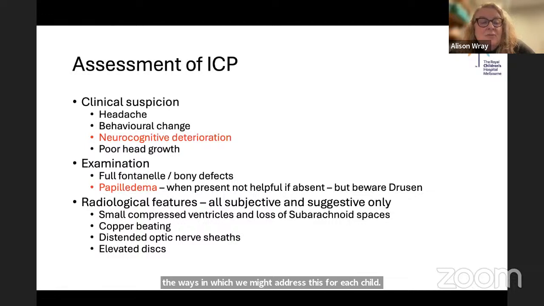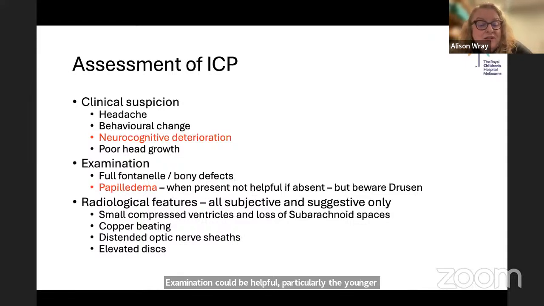The assessment of intracranial pressure in children with craniosynostosis is really a three-pronged approach. There's the clinical suspicion from headache, behavioural change, and often subtle neurocognitive deterioration, particularly in the older child that you're following. In a younger child, poor head growth can also be a good indicator. Examination can be helpful, particularly in the younger child with a full fontanelle or increasing bony defects.